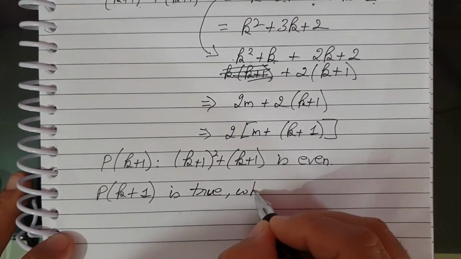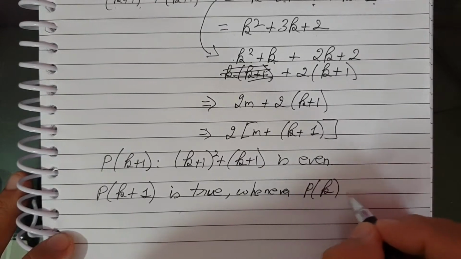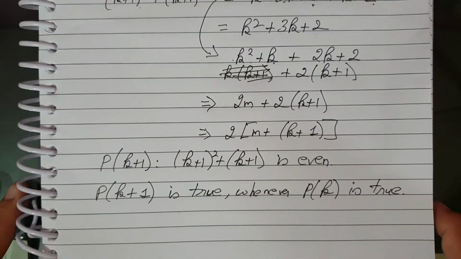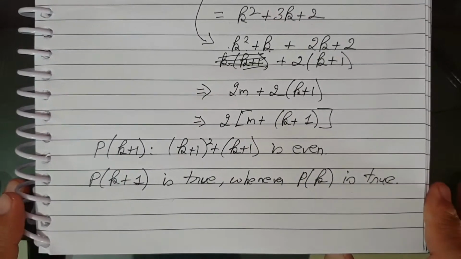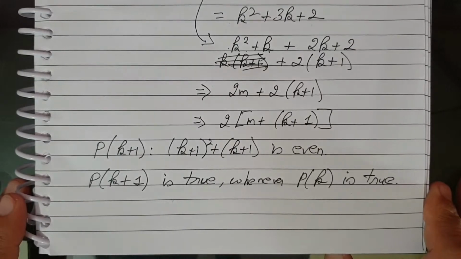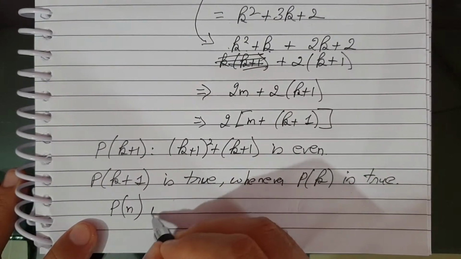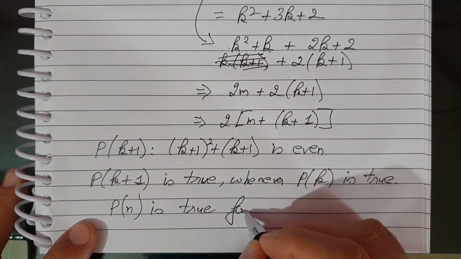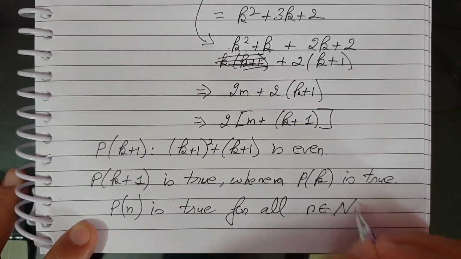true whenever Pk is true. So again saying, thus if P1 is true, P(k plus 1) is true whenever Pk is true. Hence by the principle of mathematical induction, Pn is true for all n belongs to natural number.